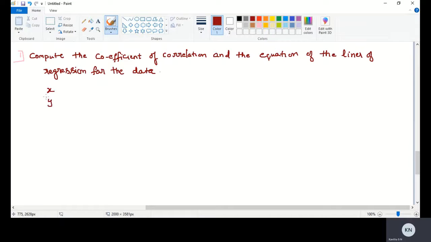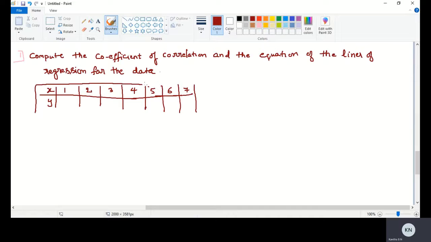X, Y. X is 1, 2, 3, 4, 5, 6, 7. Using this data, we are going to find the coefficient of correlation and also lines of regression. Okay, Y is 9, 8, 10, 12, 11, 13, 14.